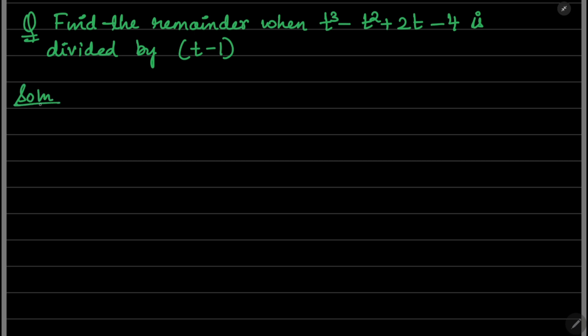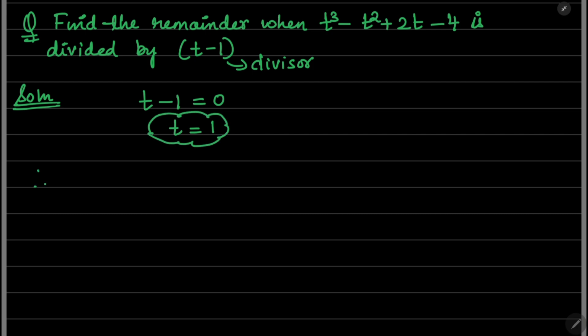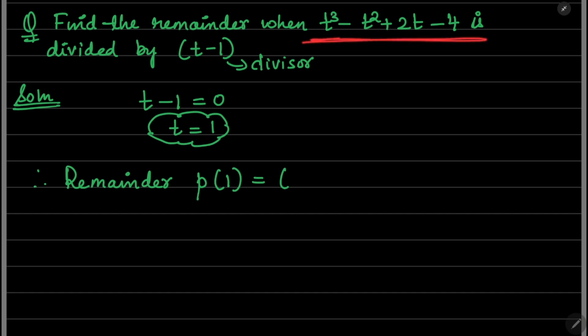The solution will be, first equate the divisor to 0. t minus 1, this is your divisor, right? Equate this to 0. So what is the variable value? t will be equal to 1. Therefore, your remainder will be p of 1, which is nothing but substituting 1 instead of t.